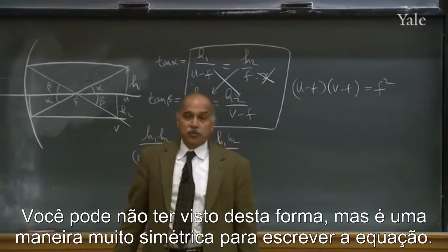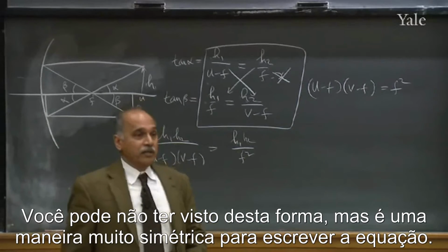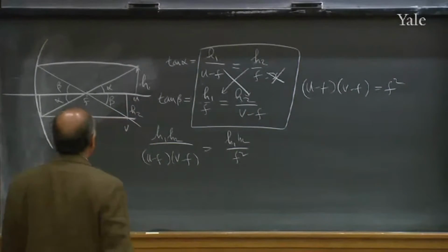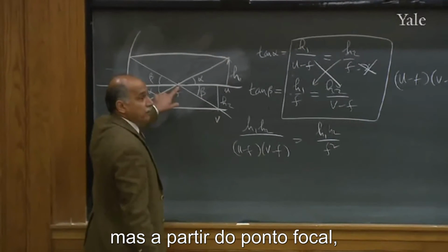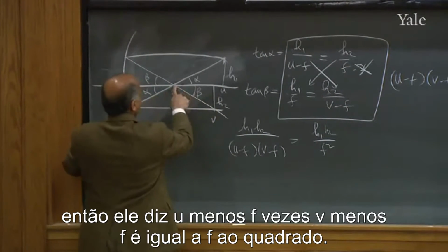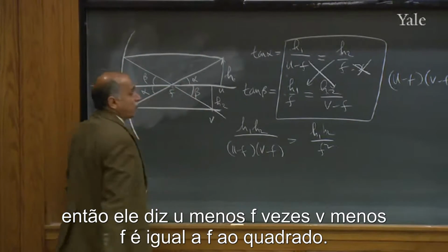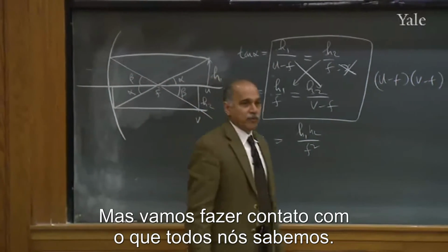You may not have seen it this way, but it's a very symmetric way to write the equation. If you measure all distances, not from this point here, but from the focal point, then it says u minus f times v minus f will be f squared. But let's make contact with what we all know.